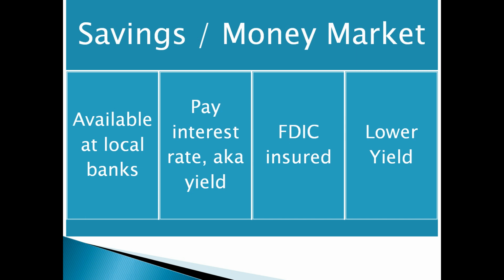Let's begin with savings and money market accounts, which are found at your local bank or any bank that you prefer. These accounts are insured and pay an interest rate, also known as a yield, on your initial investment. Because this investment is less risky than any other investment type, it pays a lower yield. Therefore, you don't take on a larger risk. Also, these accounts are insured by the FDIC, so if the bank goes into default, the peace of mind is that you have insurance.